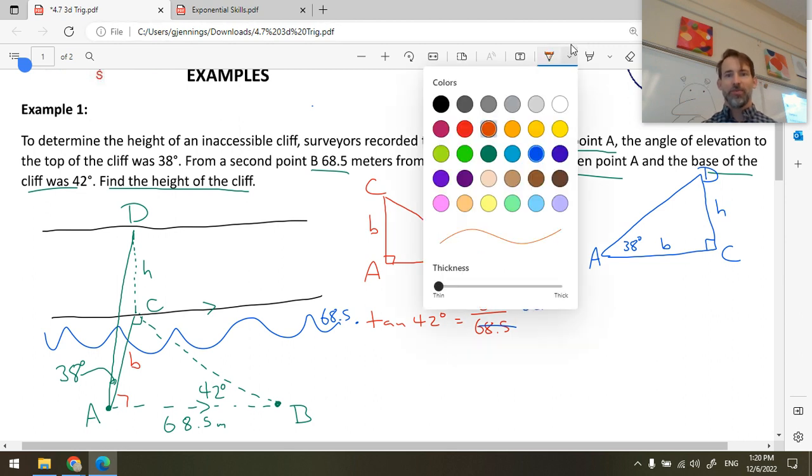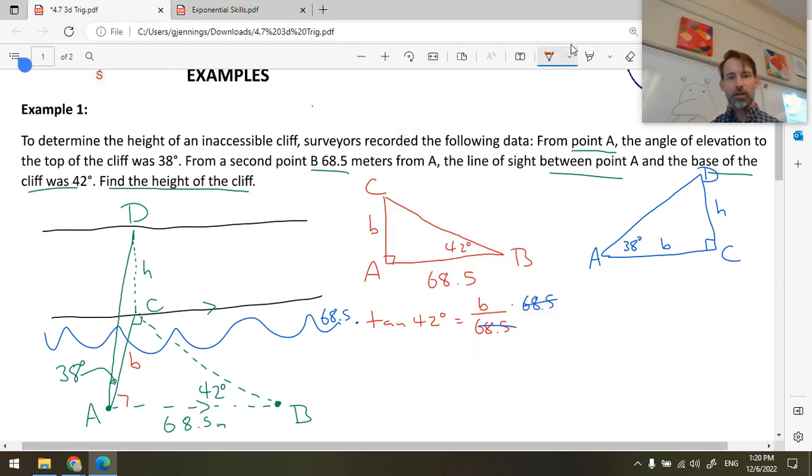How many decimal points? 1. 61.7. So 68.5 times tan 42 is 61.7. Yeah, I remember that. 61.7 equals B. Circle it. It's a new known. Put it on your diagram there. 61.7. And also compare it to your guess. Why does that make perfect sense that it's just slightly shorter than that?